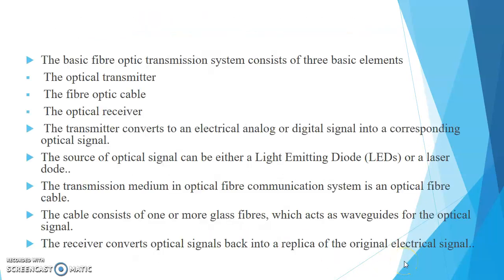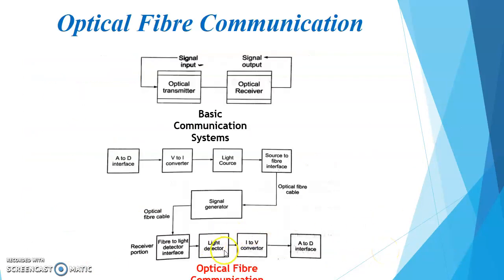Here the transmission medium of the optical fiber communication system is the optical fiber cable. The cable consists of one or more glass fibers which act as waveguides for the optical signal. The receiver converts the optical signal back into a replica of the original electrical signal. That is, you have transmitted the signal as a replica.